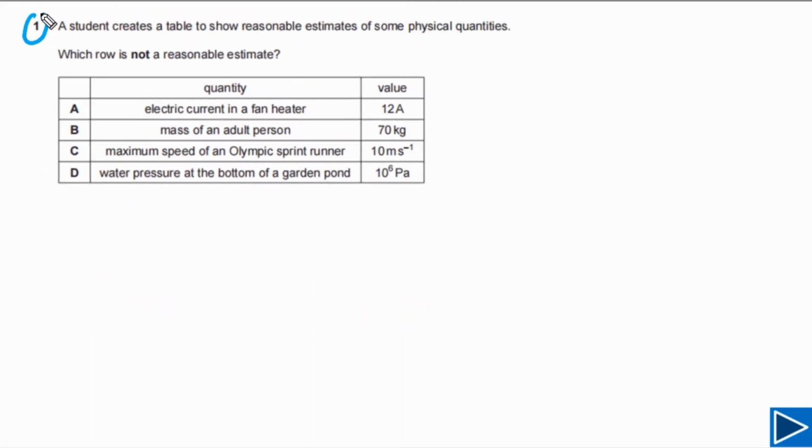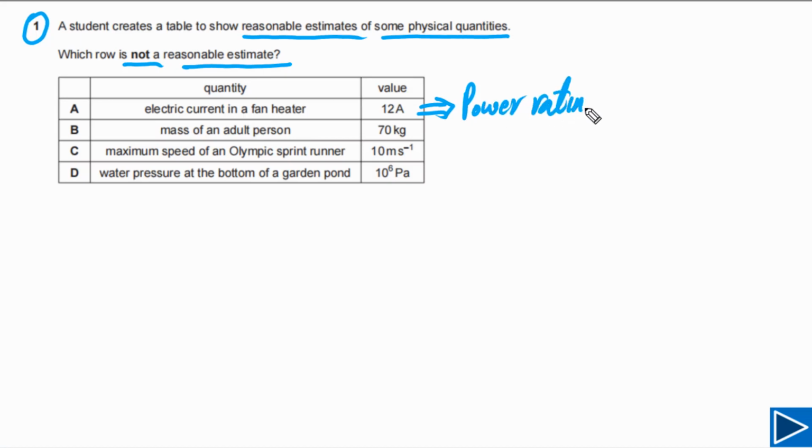For question number 1, it is given to us that a student creates a table to show reasonable estimates of some physical quantities. Which row is not a reasonable estimate? If you look at the first one, option A, this is about a heater. The power rating of a heater is 1600 watts at 120 volts. Meaning the power is this if the potential difference across the heater is 120.